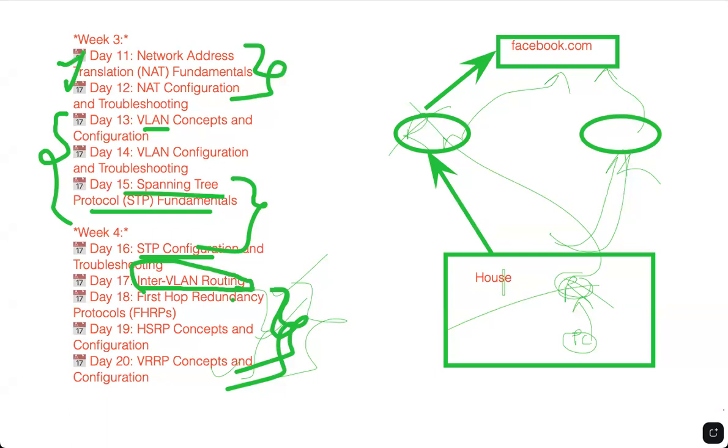Dhyan, what is network address translation? Why is it used? Ravi, can you repeat it? What is network address translation? Why is it used?